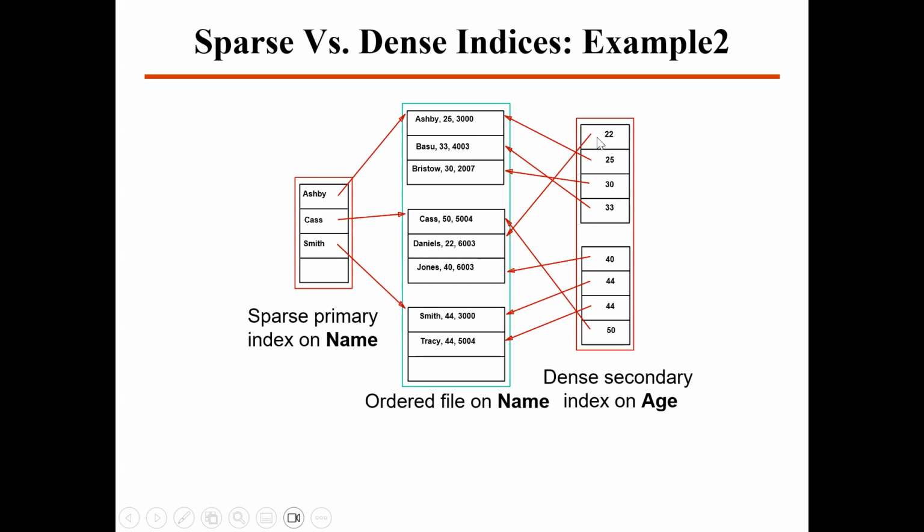So each entry inside the secondary index will link to one record in the database. For example, if the data file has 50,000 records, then the dense index, or the secondary index, will have 50,000 entries. Now you see here, we have three records here, three records here, three records here. So we have 9 records, and here how many do we have? 1, 2, 3, 4, and then here 5, 6, 7, 8, 9.